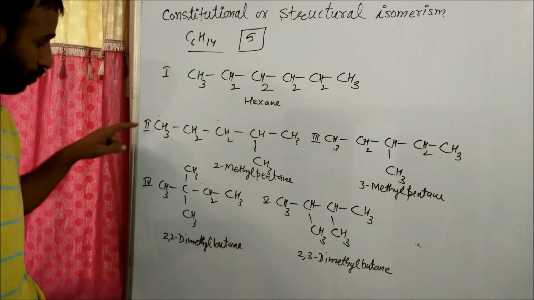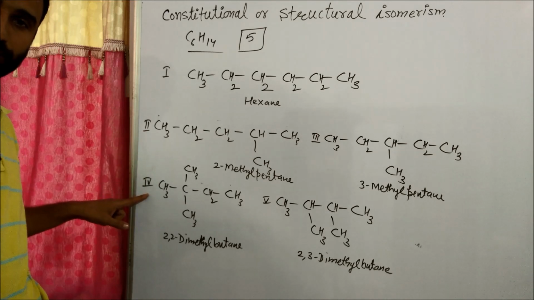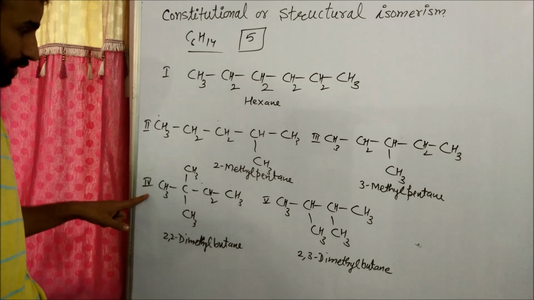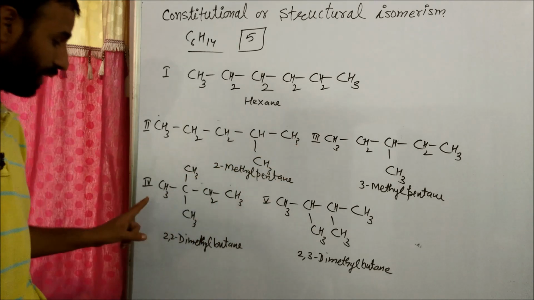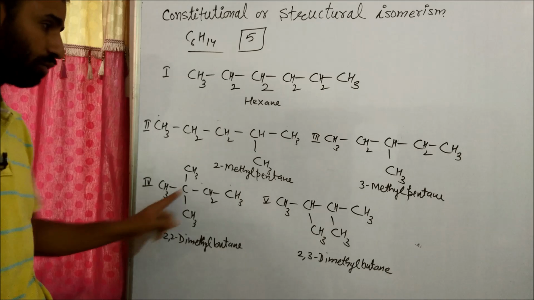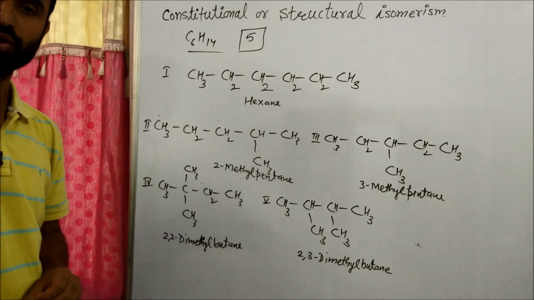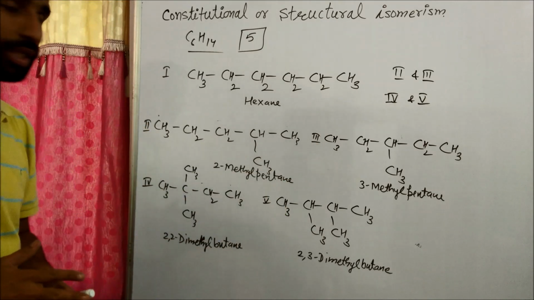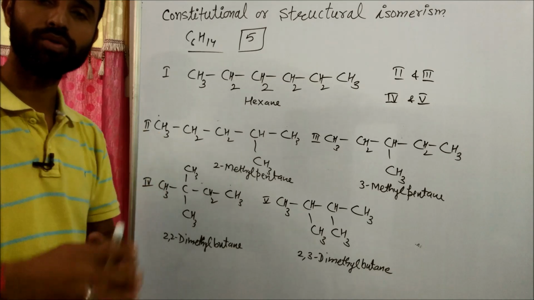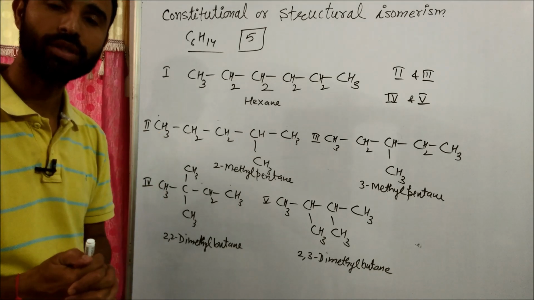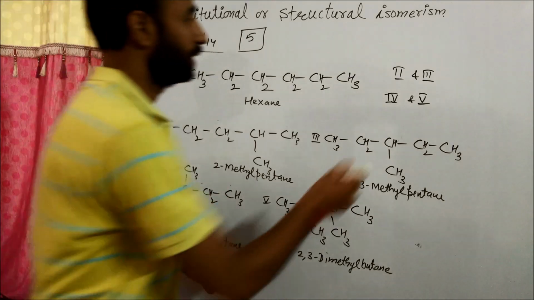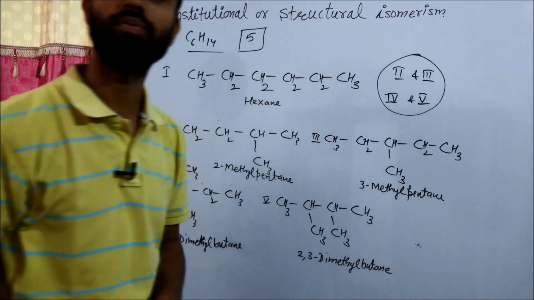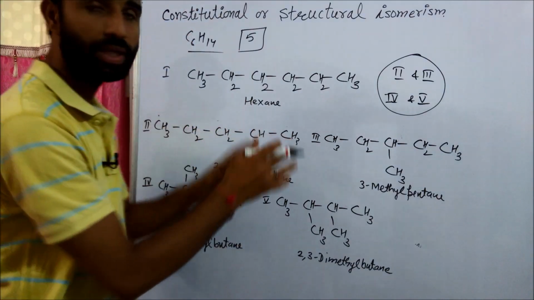So what is the relation of 2 and 4? Chain isomers. 2 and 5, chain isomers. 3 and 4, chain isomers. 3 and 5, chain isomers. And one more thing, if two compounds are chain isomers, they can never be position isomers and vice versa. So these are the pairs of positional isomers. Rest pairs are chain isomers.